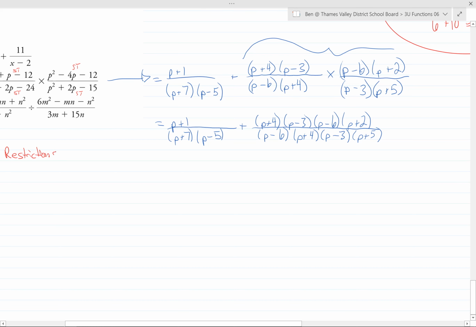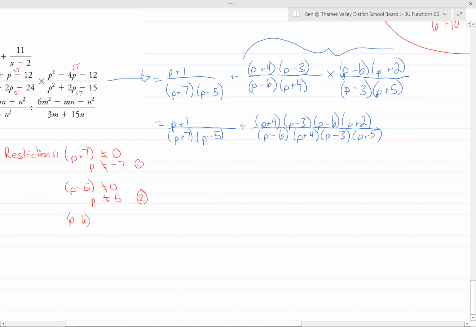Restrictions. My first factor I'm going to look at is p plus 7. I'm going to go left to right here. P plus 7 is not allowed to equal 0. Therefore, p cannot equal negative 7. So that's restriction number 1. Next is p minus 5. So p minus 5 is not allowed to equal 0. So p cannot equal positive 5. There's my second restriction.